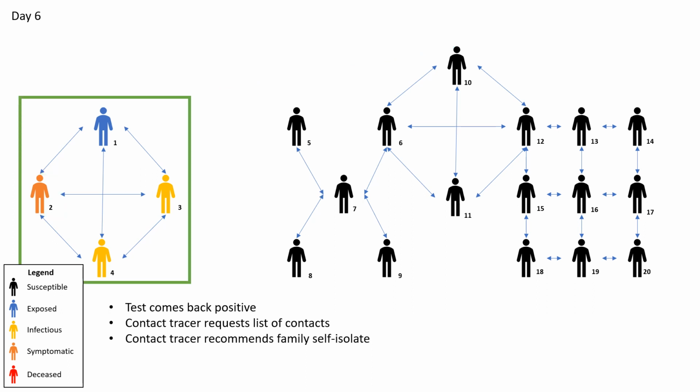So the entire family is now isolated, and therefore we break the connections to outside of the community, which means that patient 1 can't go on to infect patient 10, and patient 3 can't go on to infect patient 7.